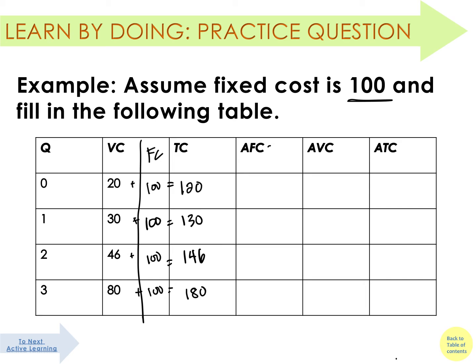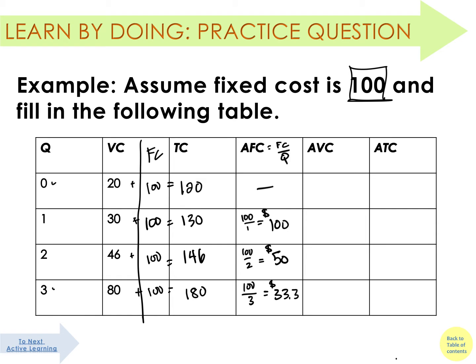Now average fixed cost, which is fixed cost over quantity. You're taking 100, dividing it through by quantity. Can't do that at 0 quantity. You can do that at quantity of 1. 100 over 1 is 100. 100 over 2 is 50. 100 over 3 is 33.3. And these are in dollars because they're costs.